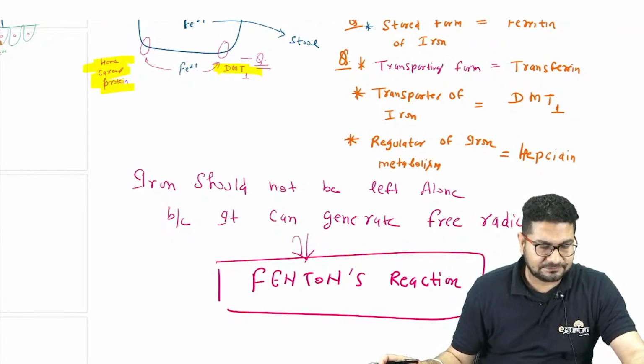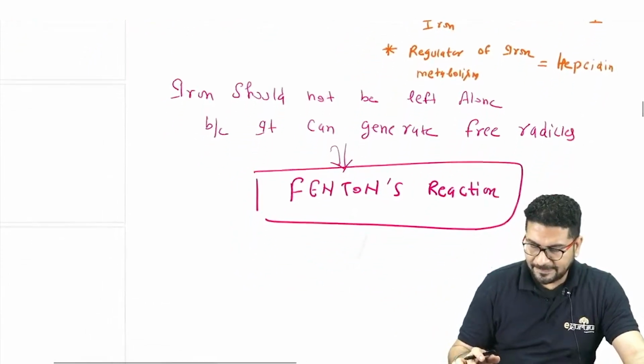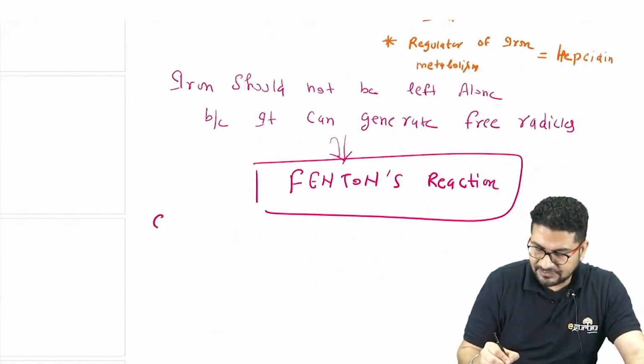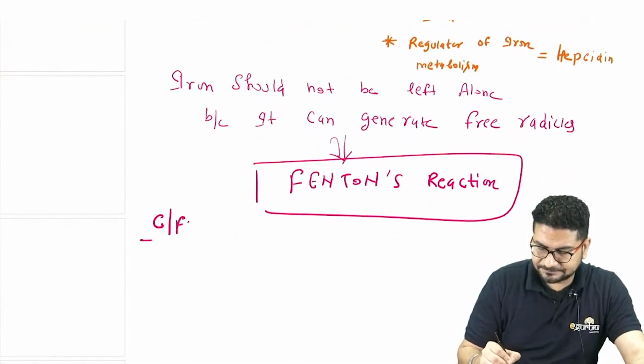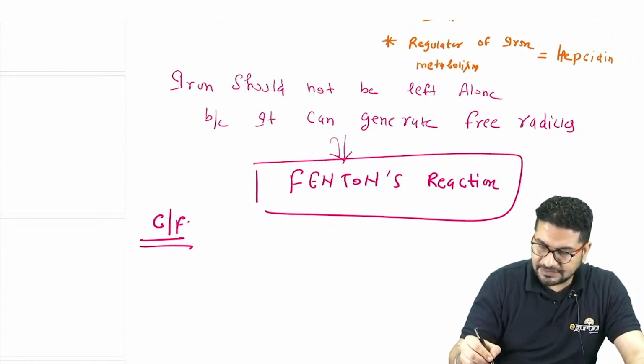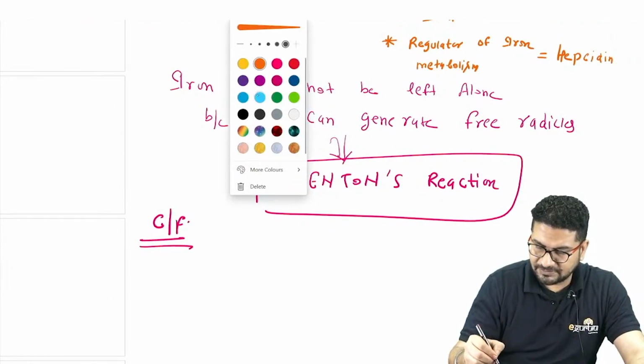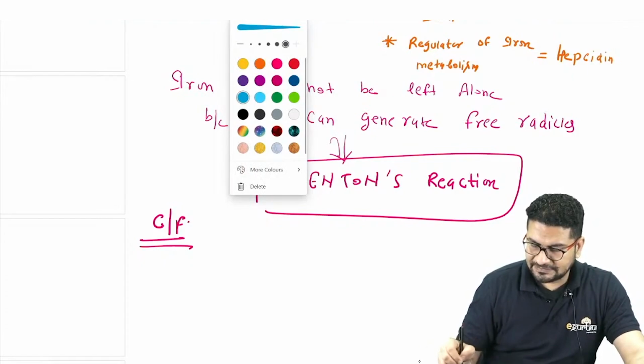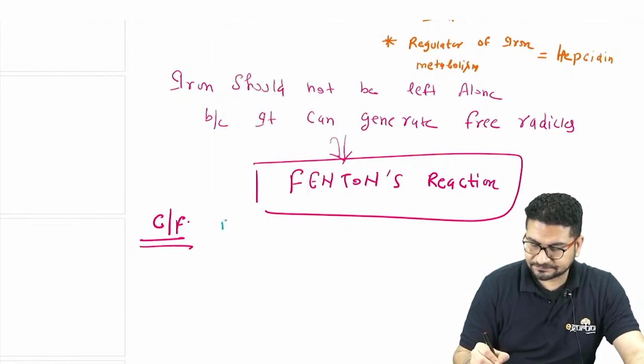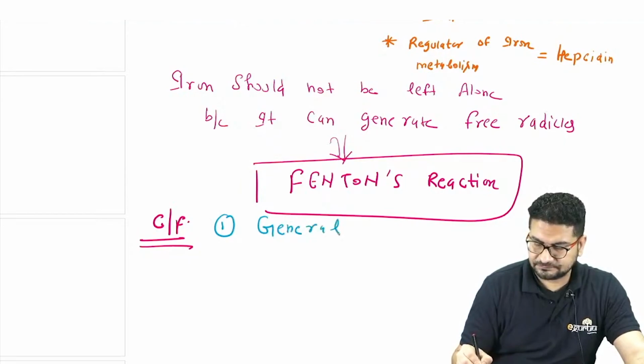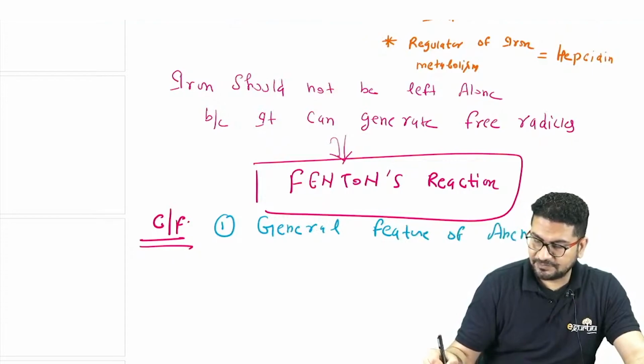Am I clear? If I ask, what will be the clinical features in iron deficiency? What symptoms can the patient develop? First thing I am writing, the patient can develop the general features of anemia. So what are the general features of anemia?